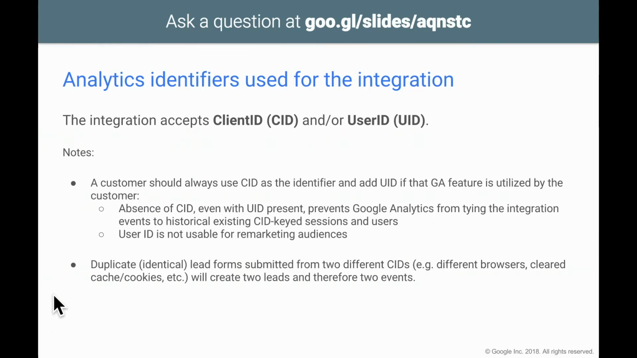Given some of the user ID specifications, challenges, restrictions, and so on, that's why client ID is the one that you should be using at all times, and user ID is the one you can additionally use if you actually use it on your site.